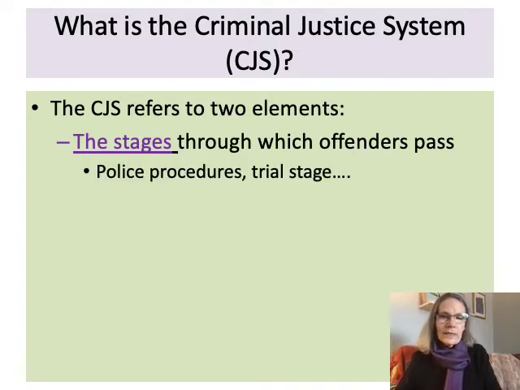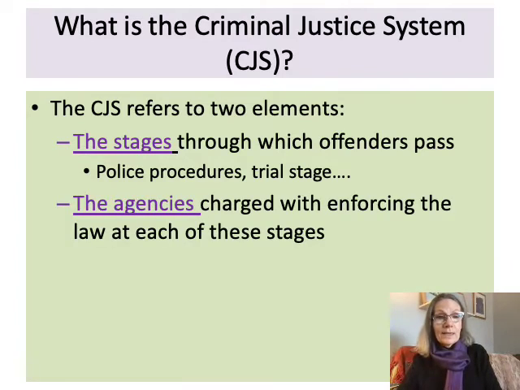The police procedure, stage 1, the prosecutorial stage, stage 2, trial stage, etc. And so there are certain stages that include a number of steps that contribute to the overall process of the criminal justice system. Another way of thinking about the criminal justice system, and this isn't an either/or, it's a both/and, right? They are both stages. The criminal justice system is both stages and it is agencies. And so the criminal justice system is made up of governmental agencies.